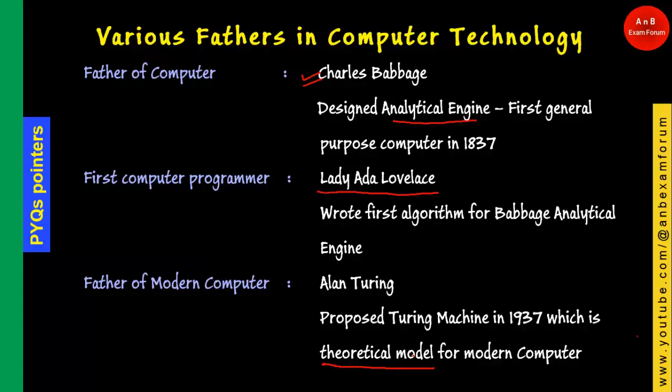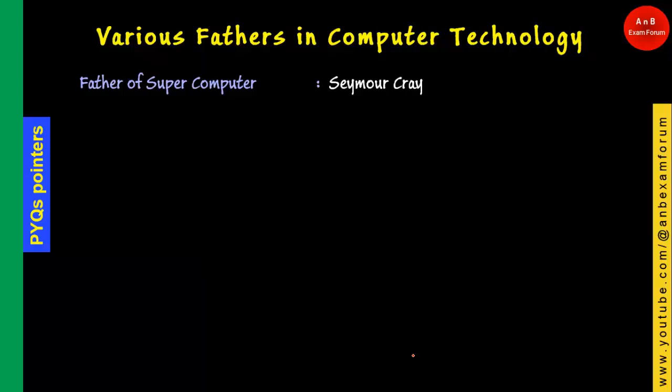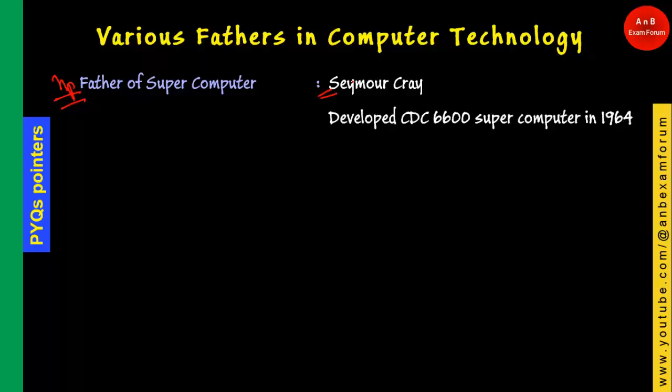Okay. The next one is father of supercomputer. This is very important. Okay. So father of supercomputer, as we have seen in the previous session, is Seymour Cray. Okay, Seymour Cray is regarded as father of supercomputer. Why? Because he developed the CDC 6600, that is the first supercomputer, in 1964. Okay, so that's why he is regarded as father of supercomputer.